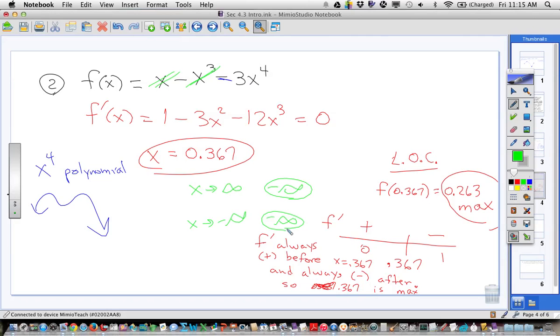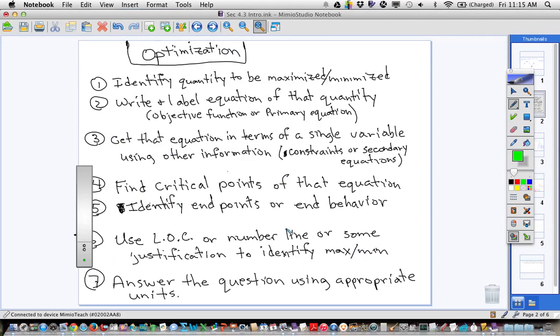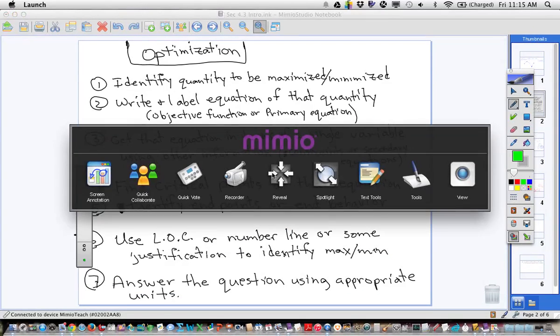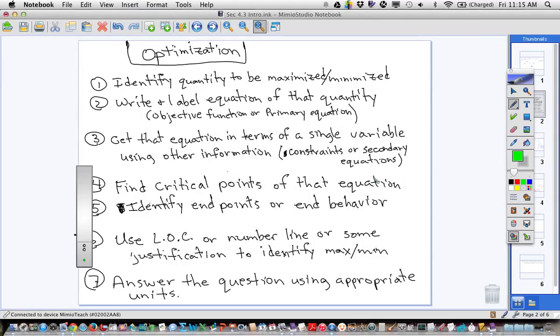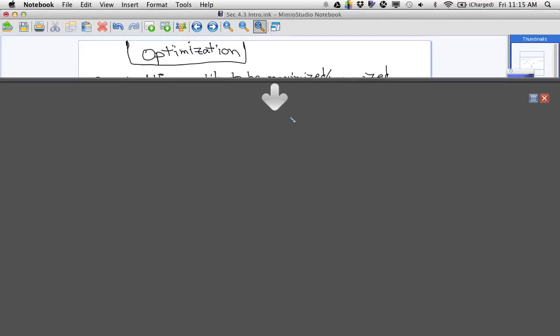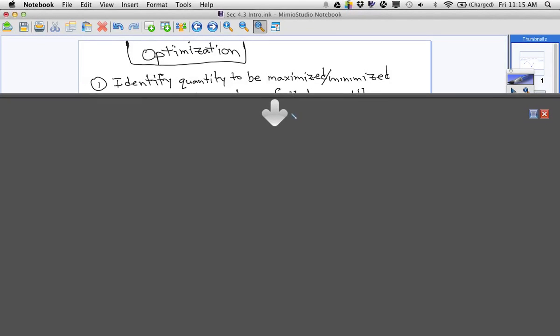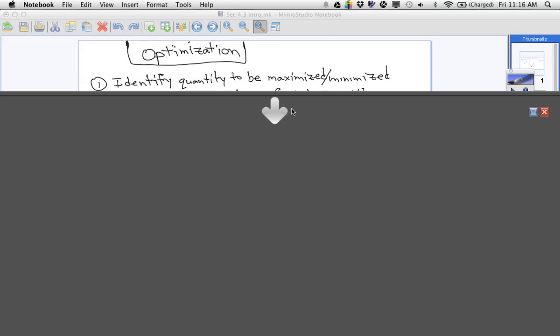All right. So, let's do a real type of problem here where I don't just give you the function. But first, let's write down our recipe for doing these problems.